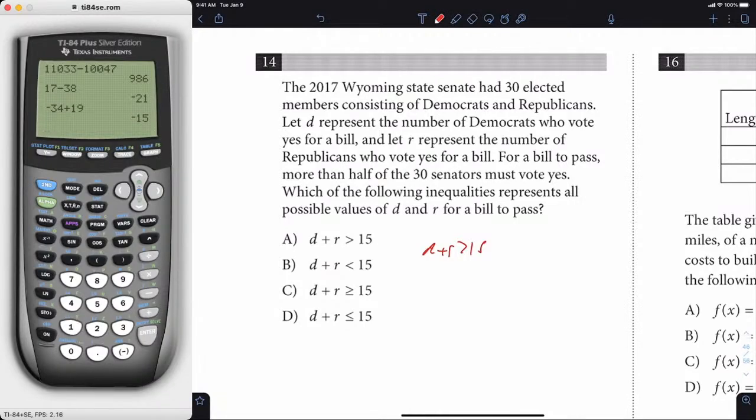Right? D plus R can't be less than 15. That would make sense. Less than or equal? No, it's A. Alright.